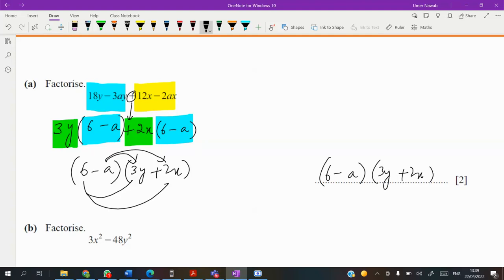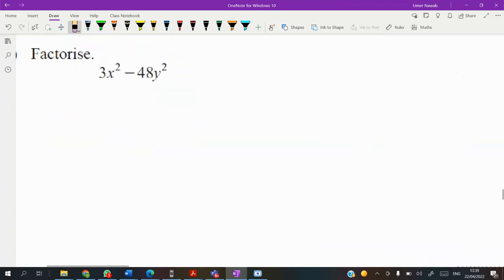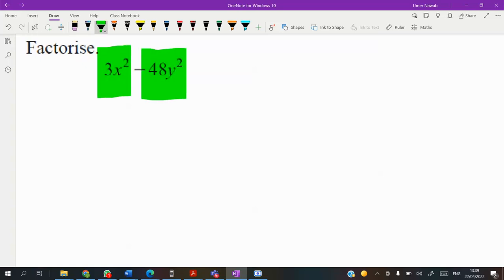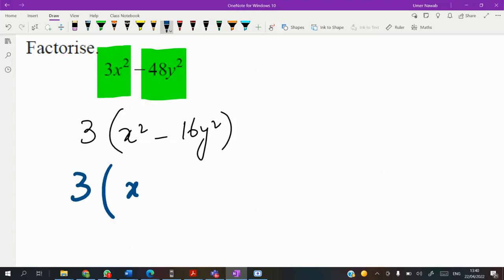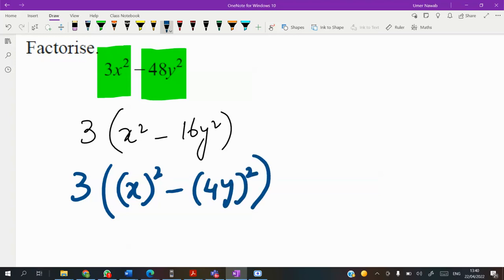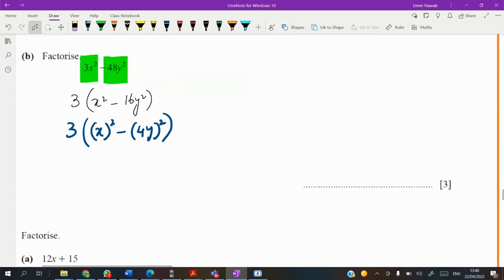In the answering space, and from here I erase this. Very good. Two terms. Look at the common things in them. 3 is common, so I'm going to take 3 common. What is left? x squared minus 16y squared. Difference of two squares: I can write it as x whole squared, and this is 4y whole squared. The two factors are x plus 4y and x minus 4y.